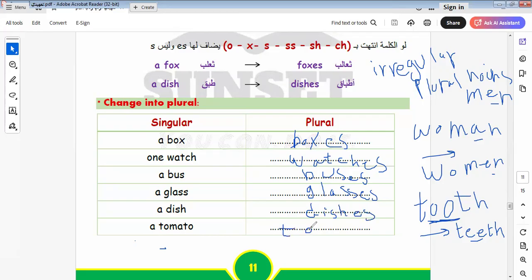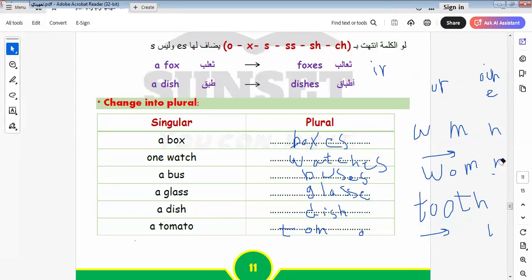Tomatoes. I explained this also before. If you can't remember, you can go to the videos of the basic summer course where I explained this, so we can revise it again. Okay, adding es to the nouns. Let's continue the rest of our lesson.